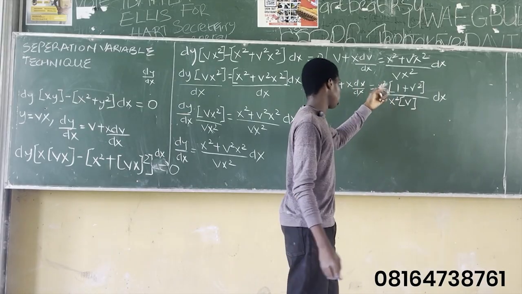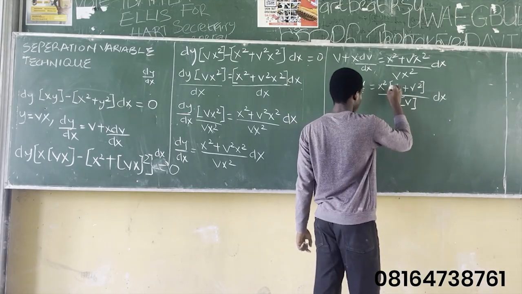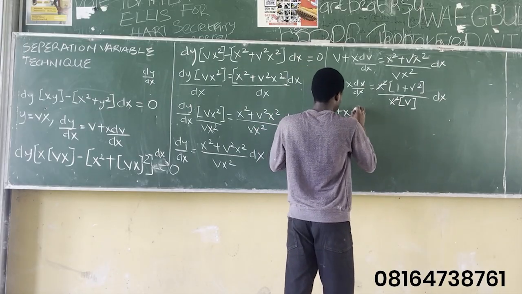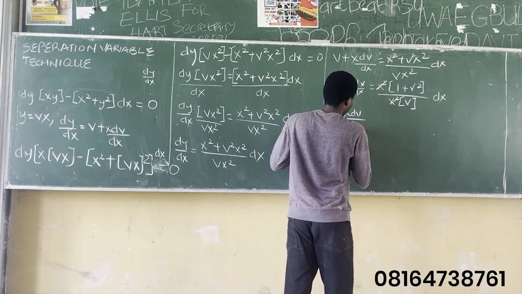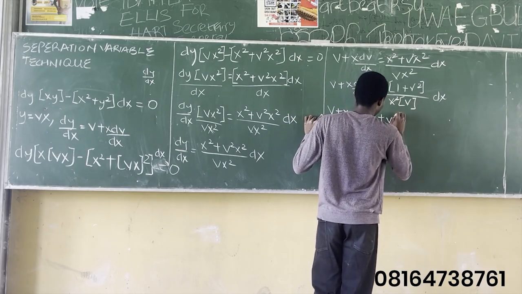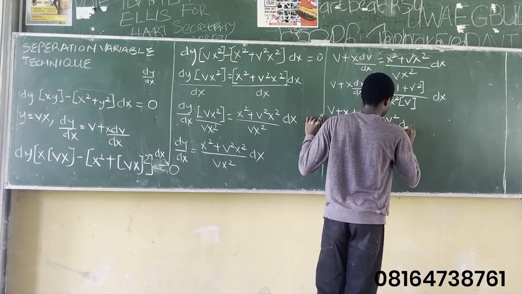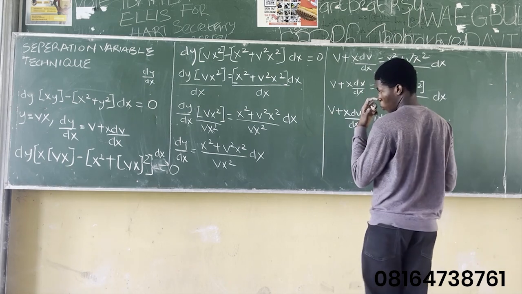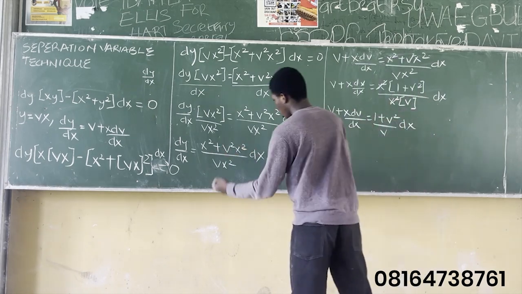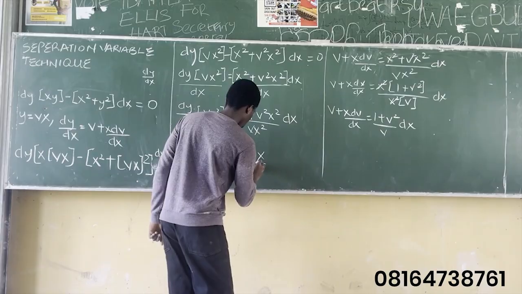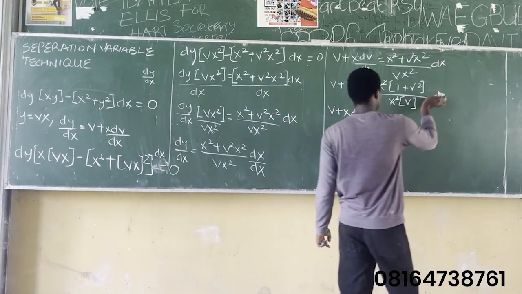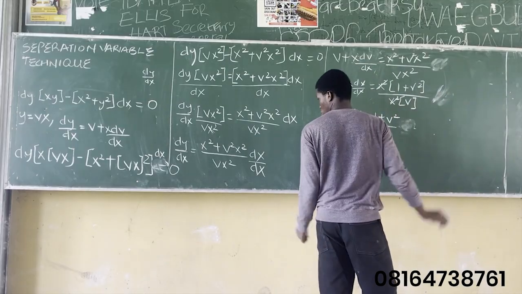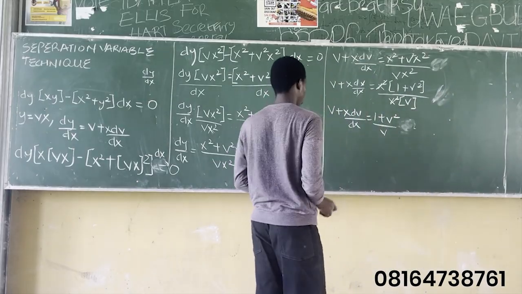So now these both cancel out. Let's cancel it out. We will then be presented with v plus x dv over dx, which is equal to 1 plus v squared all over v dx. Let's take no dx. We have already divided through by dx, so dx is going to cancel out from here. There is no need for the dx here. It's going to be cancelled out. Sorry for that. Since we are dividing through by dx, it's going to cancel out from this point.